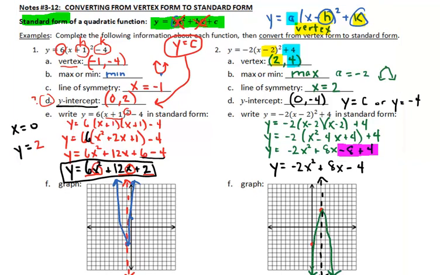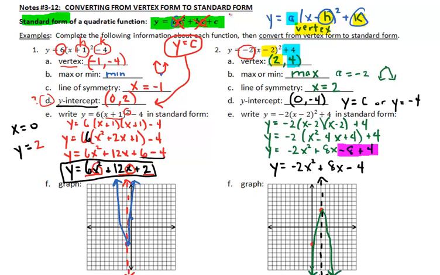See how you did. If you'll notice, the vertex is 2, 4. That 2 comes from the opposite of -2. It's a max because the a was -2. So it's going to be a max because the graph is going to open down. The line of symmetry is x equals 2. That comes from your h.